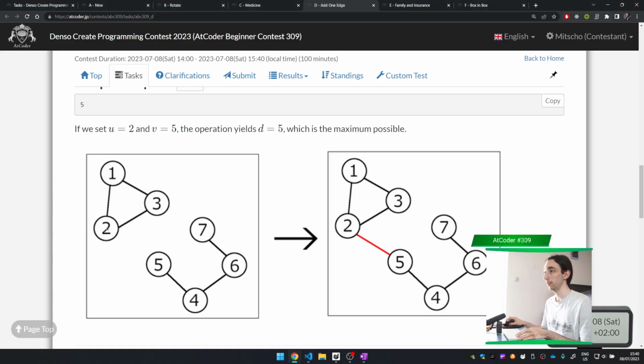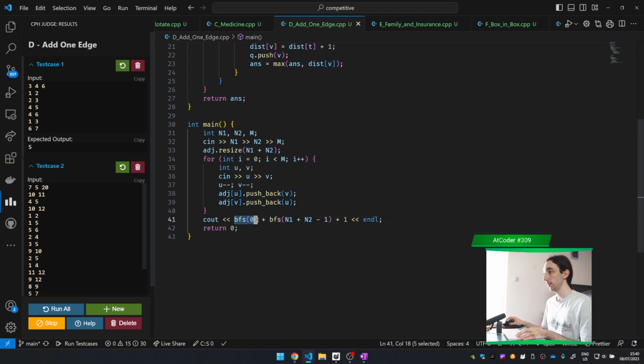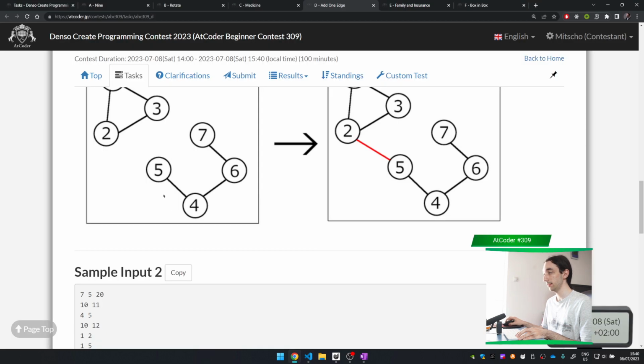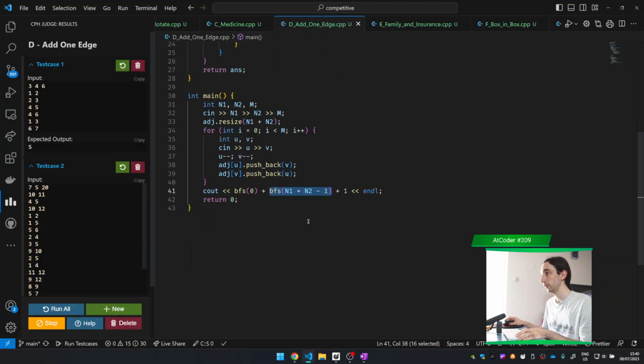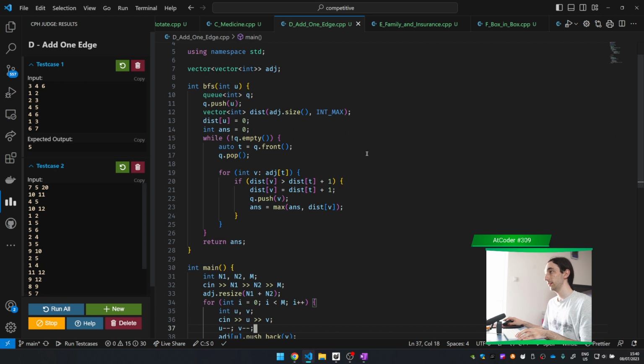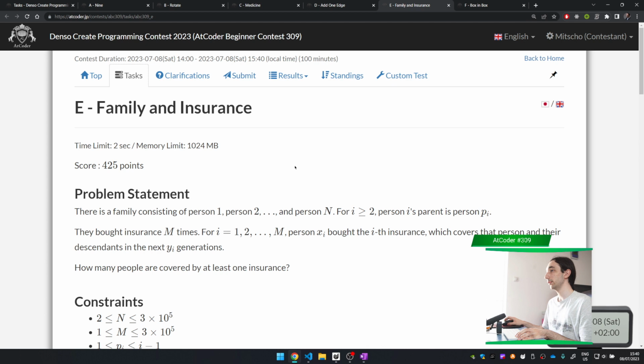So here from 1, this will be a distance 1 as well. From 7, this will be distance 1, 2, 3. And then the answer is just like BFS from 0, BFS from the last number, so BFS from 1 here, BFS from 7. And whatever the maximum distance is in this component, the answer is that maximum distance plus 1, because one edge I will add here, this new edge, plus 1. And this is essentially it. So just a simple BFS. Nothing to write home about.